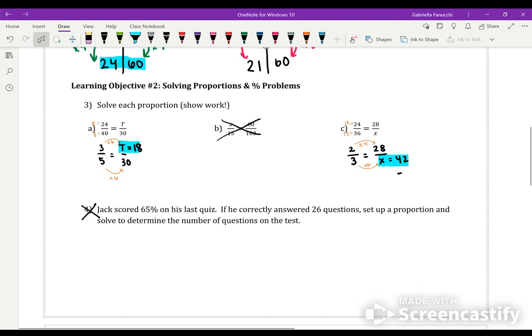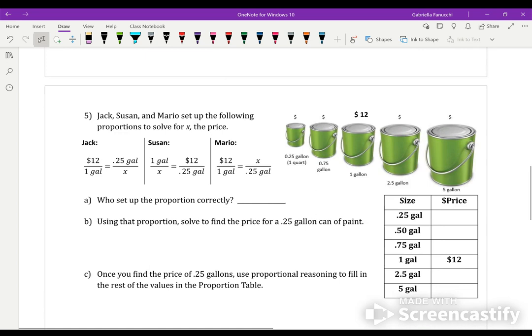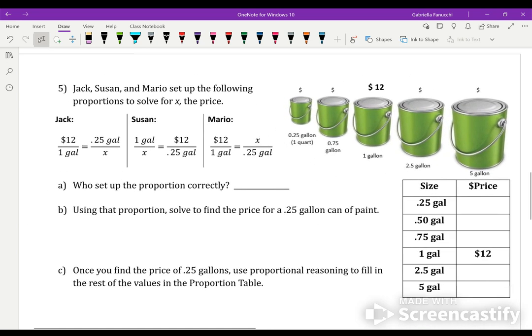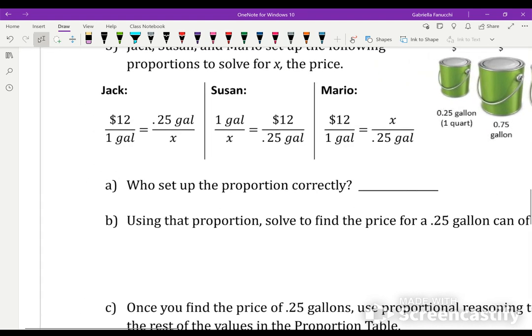Okay, like I said, we're going to go ahead and skip 4, because I already did that on the warm-up. So let's go ahead and look at 5. So Jack, Susan, and Mario set up the following proportions to solve for x. The first thing is to see who set up the proportions correctly.